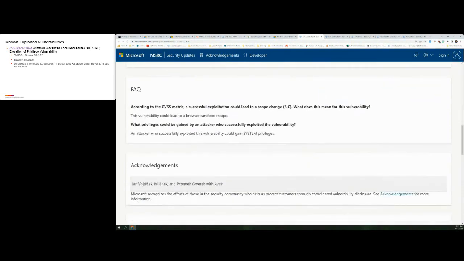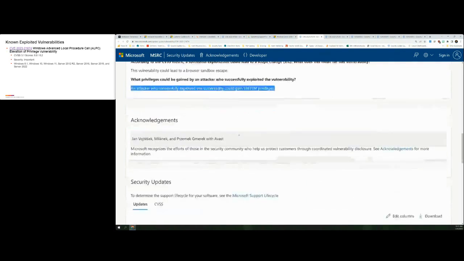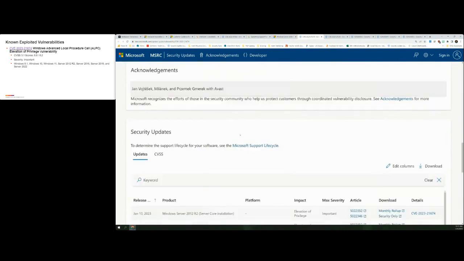A couple of key things to keep in mind with this one. This privilege escalation does allow an attacker to do a browser sandbox escape. That makes this one a little bit more dangerous, as it's able to bypass some security features, and the level of privileges they get if they compromise this is system level. So if they're able to take advantage of this, they get quite a bit of control, and they're able to break out of certain contained experiences that another vulnerability might not be able to.